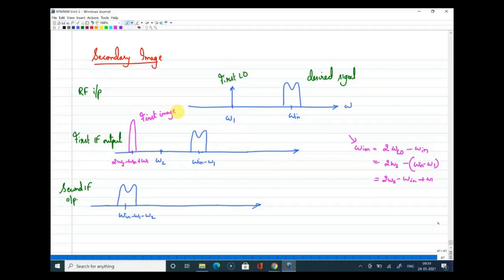So what will happen is, this image frequency will go to the second mixer, and if that is the case, this image will fall to this frequency itself. What is this frequency? This frequency is the same as omega in minus omega 1 minus omega 2. All right, so if you want to avoid this, are you guys getting how this secondary image is working, or what this secondary image is? Can I get some response?